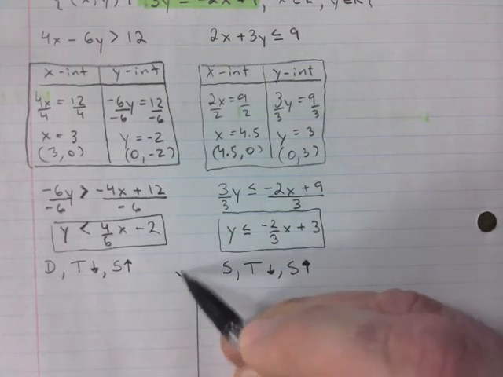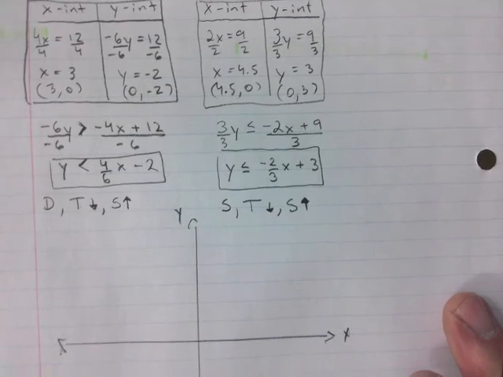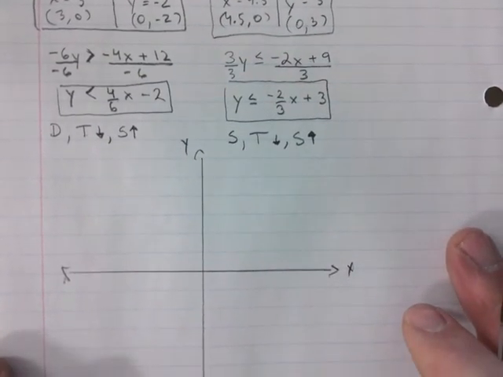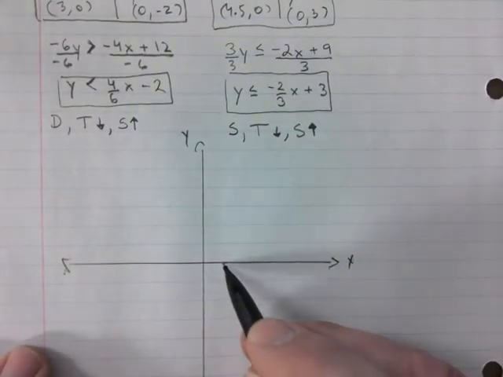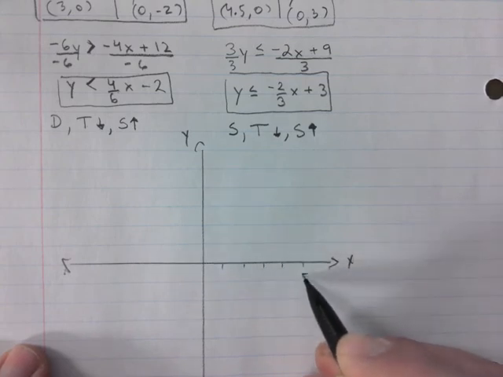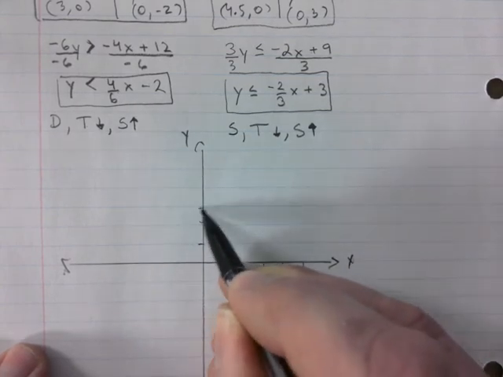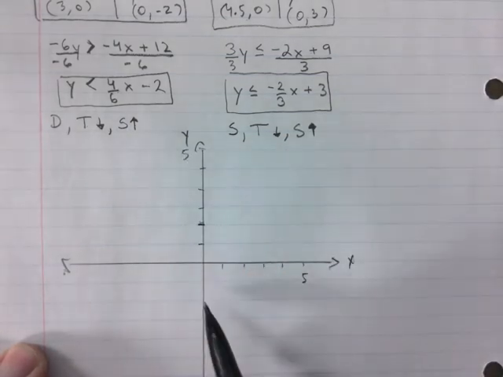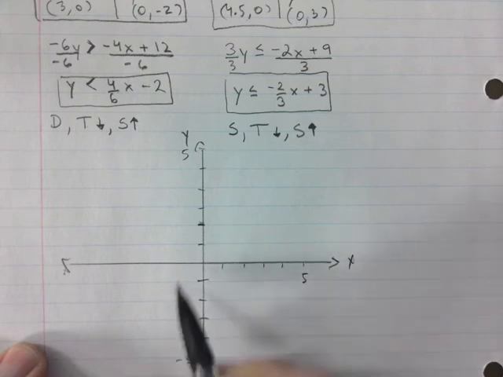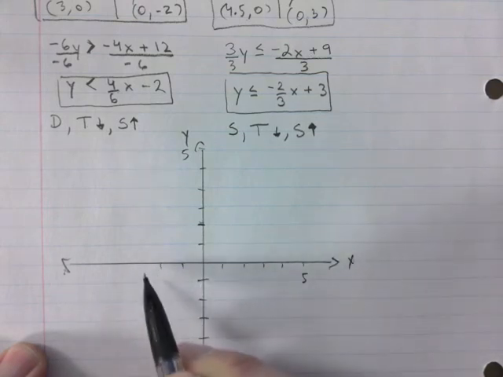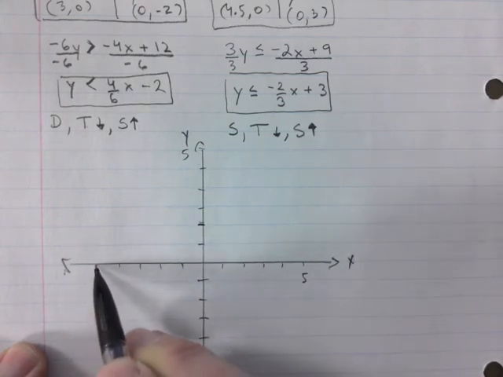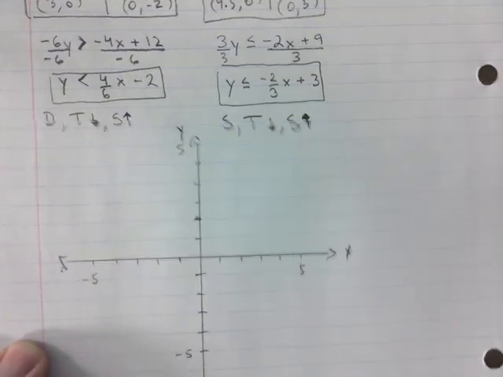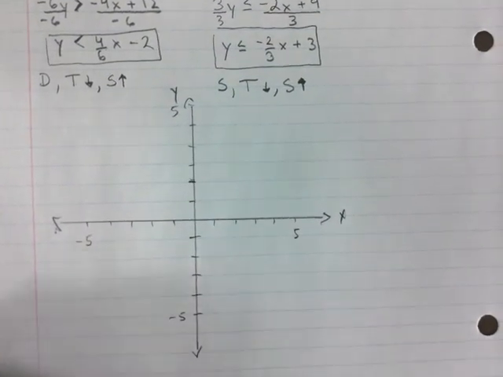Let's try to finish this, folks. So I'm doing a 5 by 5 grid here. And I'm just quickly going to go 1, 2, 3, 4, 5. 1, 2, 3, 4, 5. 1, 2, 3, 4, 5. 1, 2, 3, 4, 5. You got it. It's a 5 by 5.